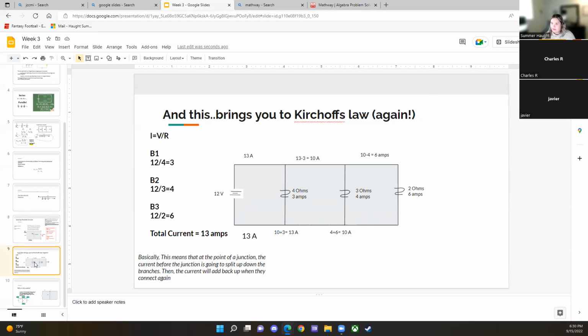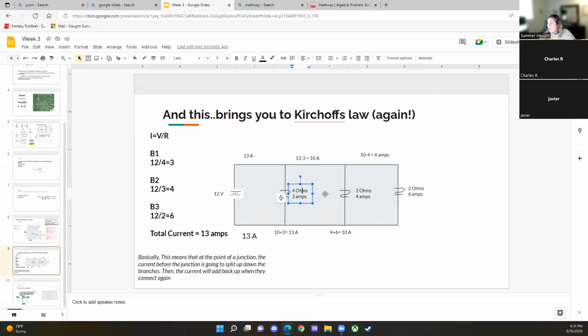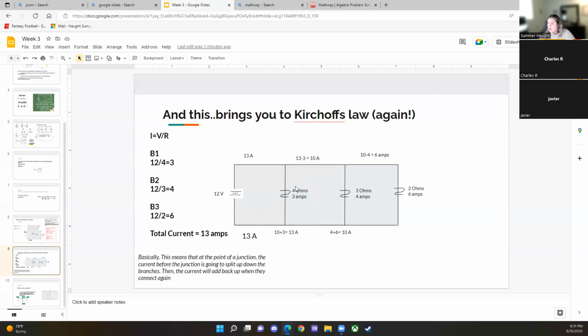All this is showing is that same idea, and that same idea works even if you have something like this where you have 3 branches. So in this situation, we have a circuit with 3 resistors, 3 branches. We were given 12 volts, and we were also given the resistance at each of these branches: 4, 3, and 2. What this is showing is that we can calculate the current at that location by just taking the total voltage divided by the resistance. So that's all that I'm doing in these 3 scenarios.